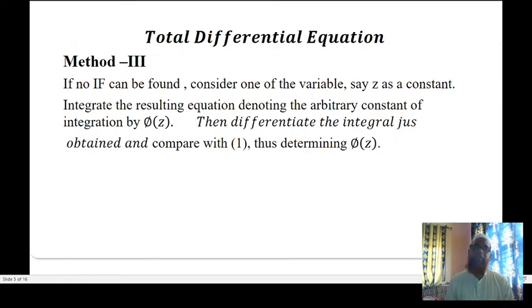the inspection method, the second method is for a homogeneous equation, and the third method: if no integrating factor IF can be found, consider one of the variables, say z, as a constant. Integrate the resulting equation, denoting the arbitrary constant of integration by phi of z. Then differentiate the integral just obtained and compare with the given equation, thereby determining phi of z.